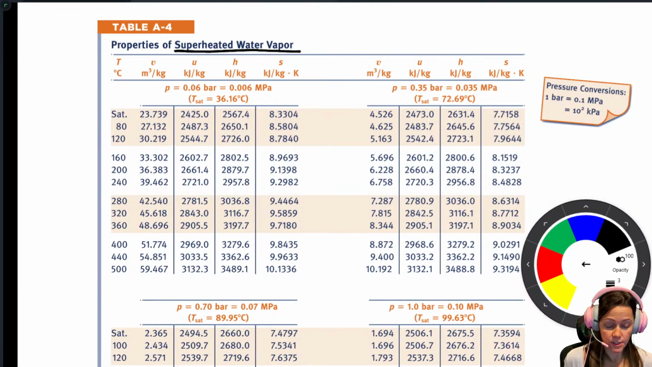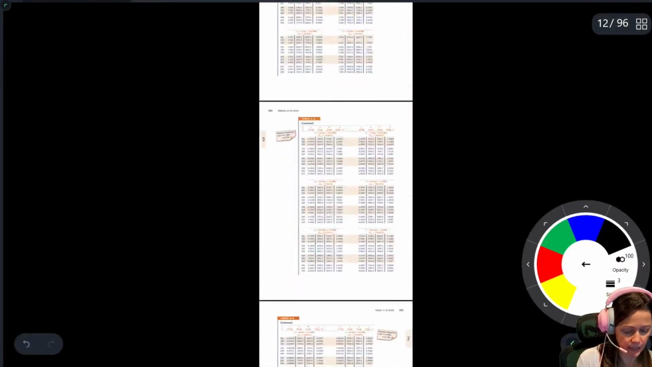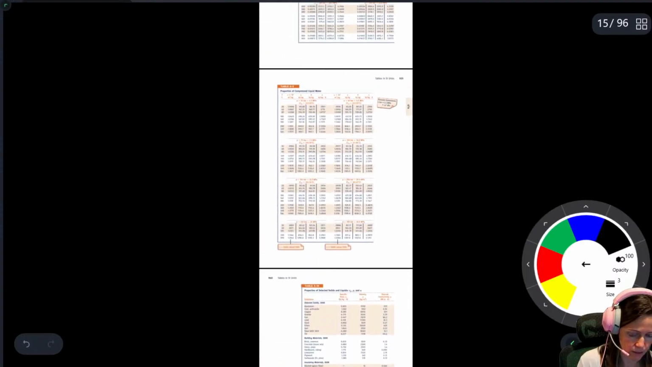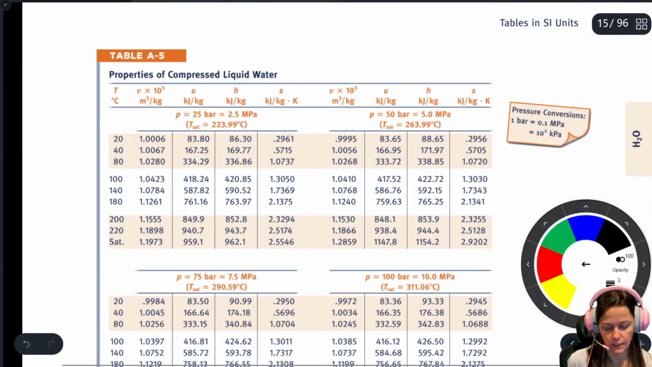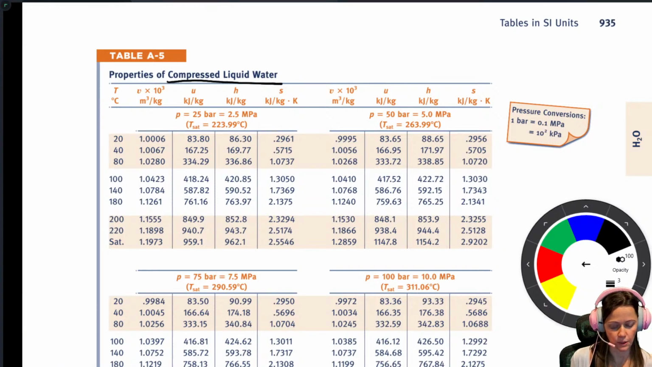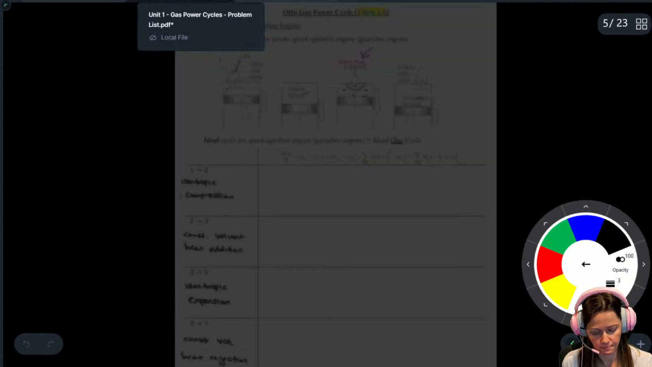If it's compressed, you do have compressed tables, so I'm going to show you those. So this is A4, where you go if you have a superheated substance, and table A5, which is a little bit further down here. Table A5 is where you'd go if you have a compressed liquid. And it's organized the same way. Go to the box corresponding to your pressure and just read off whatever value you need, specific volume or any of those other properties.